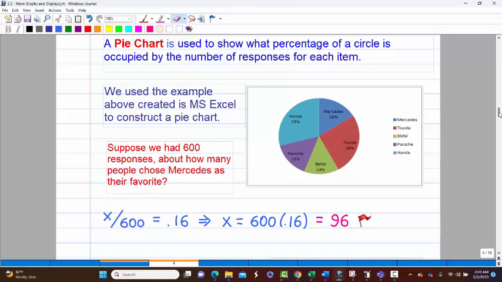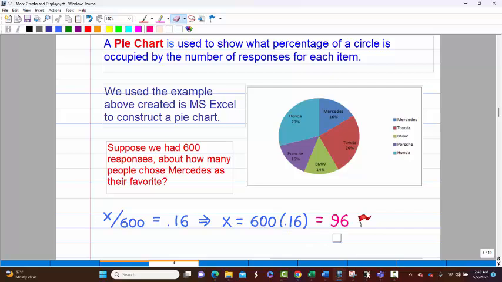So this says, suppose there were 600 people. How many chose Mercedes as your favorite? So what we're basically saying is X out of 600 equals 16, Mercedes right there, you can see it's 16%, which as a decimal is 0.16. So we're saying X divided by 600 equals 0.16. To solve for X, you multiply both sides by 600. So 600 times 0.16 gives you 96.